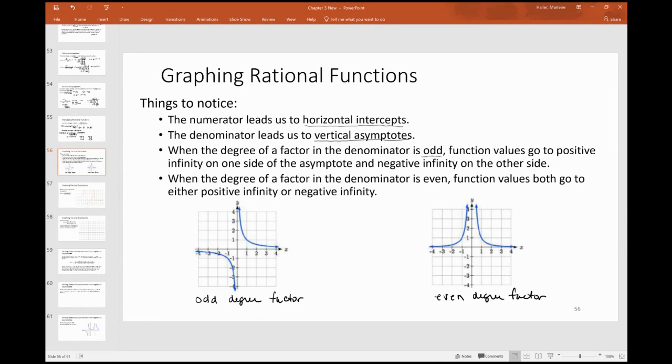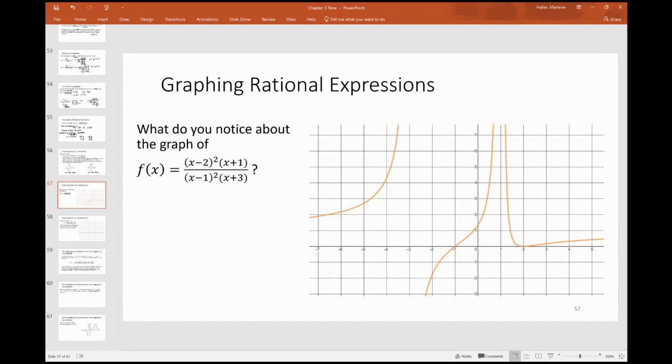Okay, now let's look at an example with some of that new information. Here's a graph in orange, and it should have some arrows. It does go on. When we look at this graph, we can notice some things, right? What can we notice about this graph? Well, we can easily find our vertical asymptotes, because we have a factored denominator. The vertical asymptotes are going to occur at x equals 1 and x equals -3, right? We get those vertical asymptotes from the factors of the denominator.